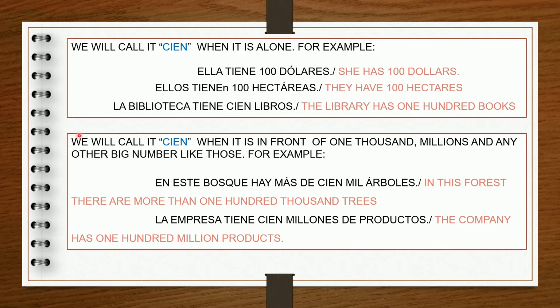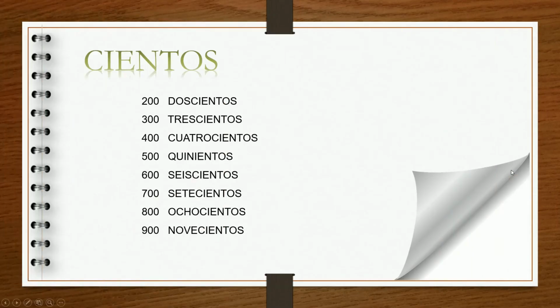And now we will call it cien when it is in front of 1,000, millions, and any other big number like those. For example, en este bosque hay más de 100,000 árboles. La empresa tiene 100 millones de productos. Again, en este bosque hay más de 100,000 árboles. La empresa tiene 100 millones de productos. Don't worry about this expression of millions and thousands because we will check them later.